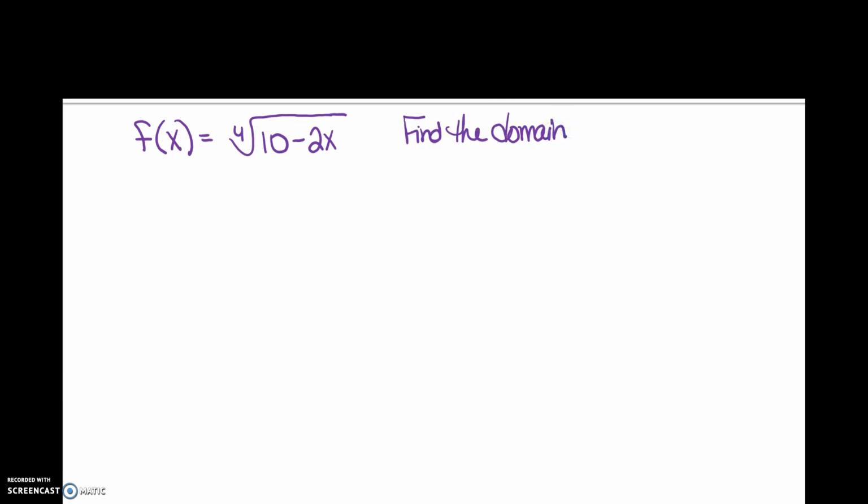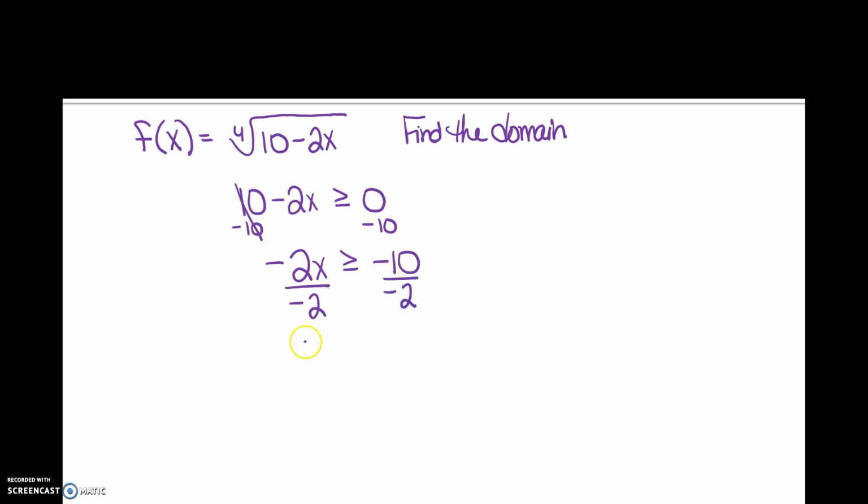It's an even index, it's an even root, so we do need to set it greater than or equal to 0. Put the stuff under the radical, greater than or equal to 0. To solve that, what should we do first? Subtract 10 on both sides. That will leave us with negative 2x is greater than or equal to negative 10. Now what? Divide by negative 2. On the left side, we have x. On the right side, we have positive 5.